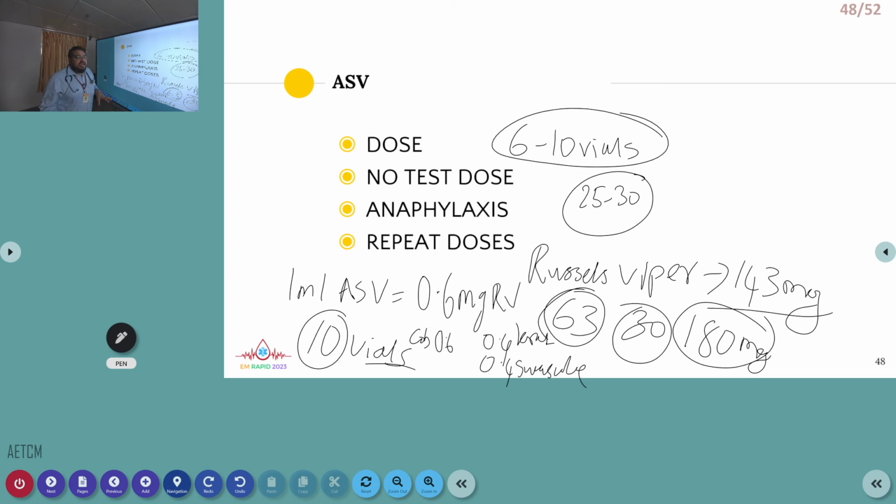And if the patient is at higher risk of developing anaphylaxis, you pre-medicate with adrenaline, 0.5 mg or 0.3 mg. That is the only thing. And further repeated doses. How do you decide on further repeated doses?